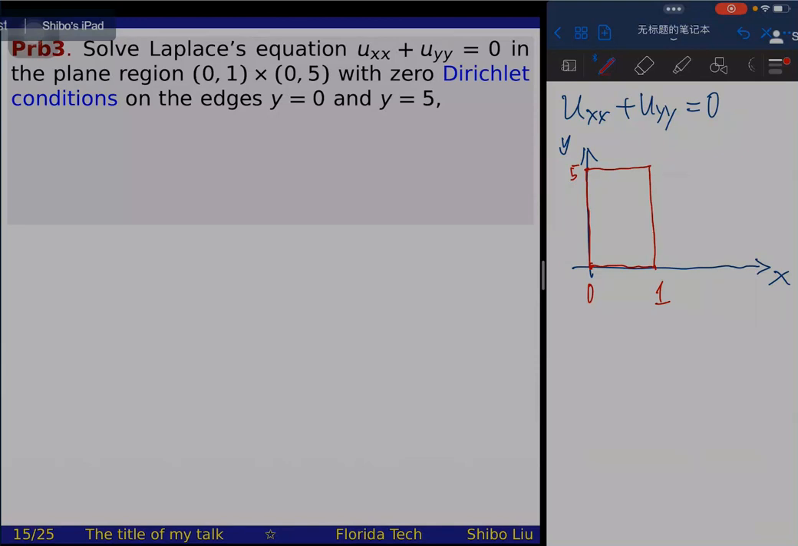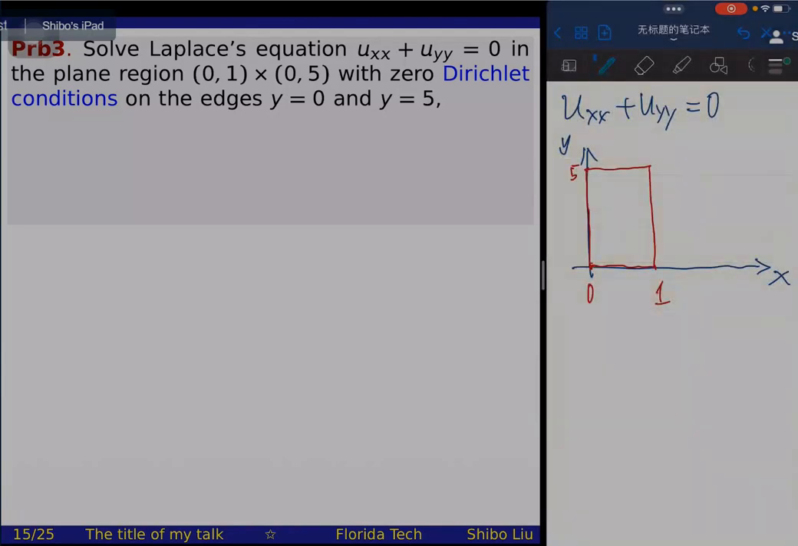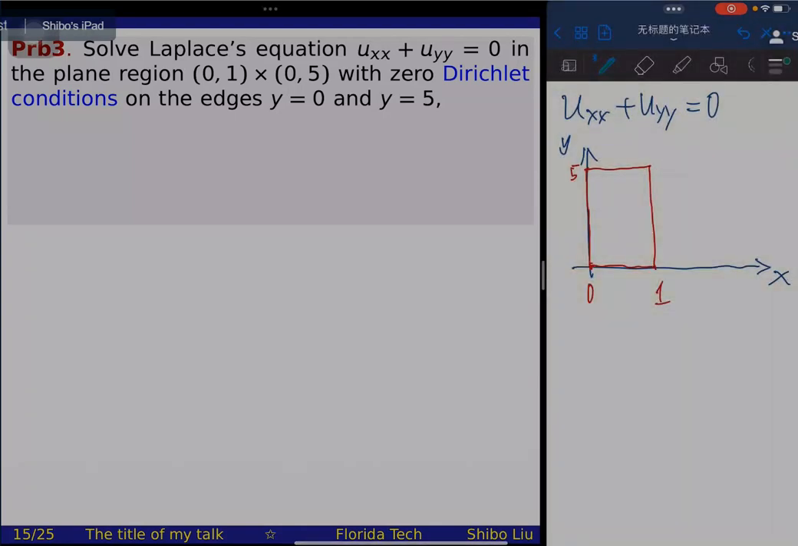Okay, and the geometrical condition on the edge. So this is a rectangle. We have 4 edges. So at the edge y equal to 0, this part, and y equal to 5, that is the upper boundary, the top of this rectangle, and the bottom of this rectangle, we are imposing the zero-Dirichlet boundary condition, meaning that u is 0 here.